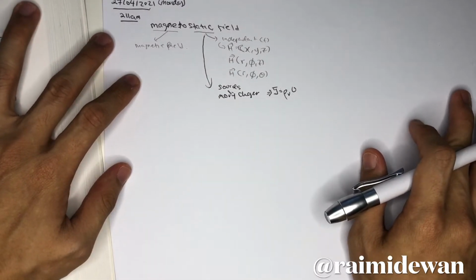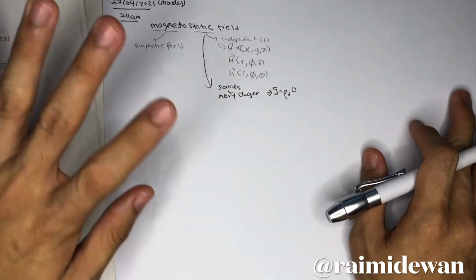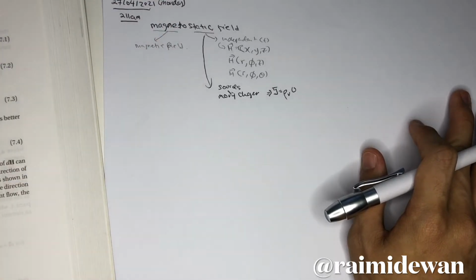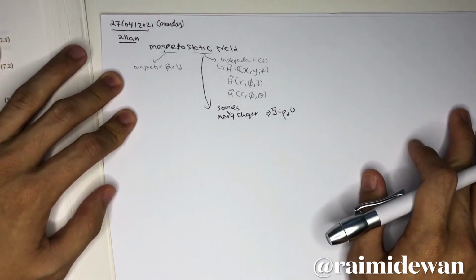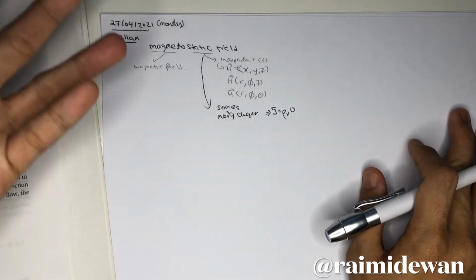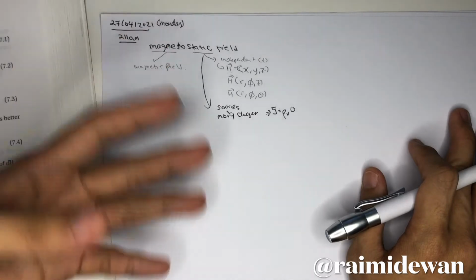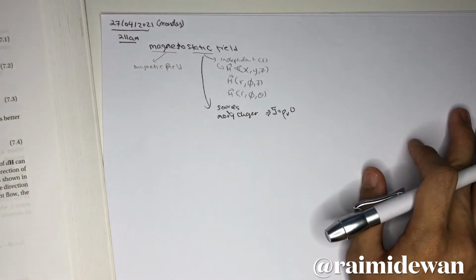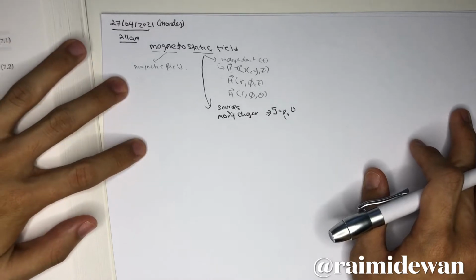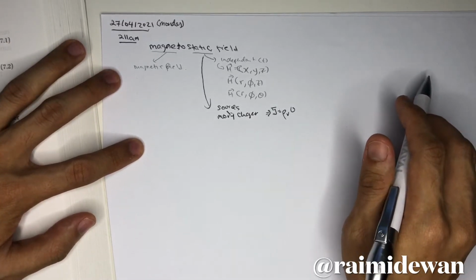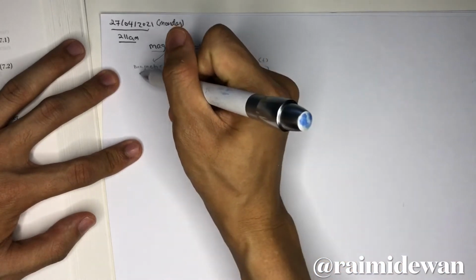So there are three types of current sources. In the electrostatic field, we are concerned about the charges: line charge, surface charge, and also volume charge. However, it's different in the magnetic field. We are actually concerned about the current.